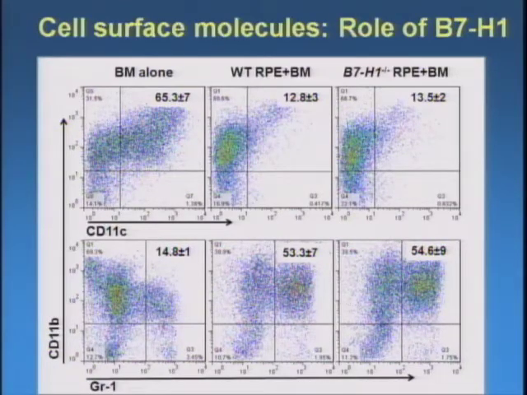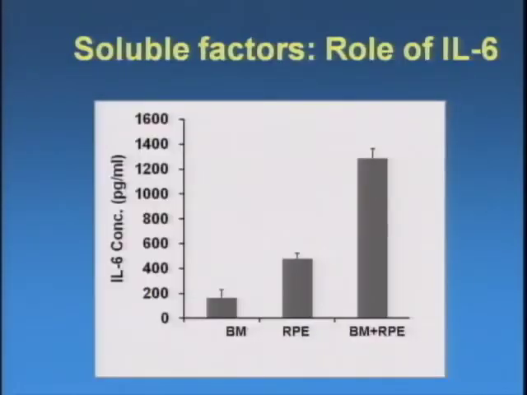As shown here, the B7H1-deficient RPE can inhibit DC differentiation and induce MDSC differentiation almost the same as wild-type RPE, suggesting that B7H1 is not important, at least in this experimental setting. So the postdoc was kind of disappointed at that time. So I told him, okay, let's look at the soluble factors.